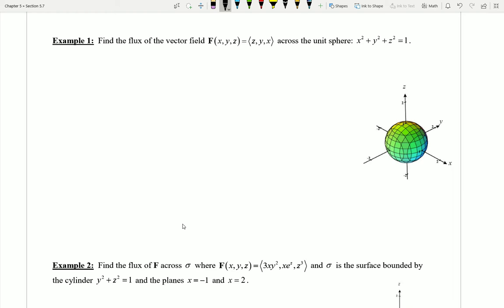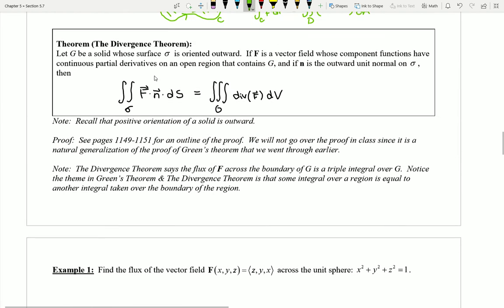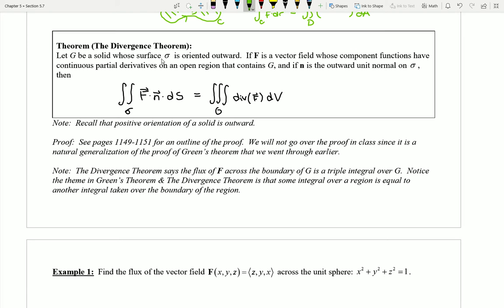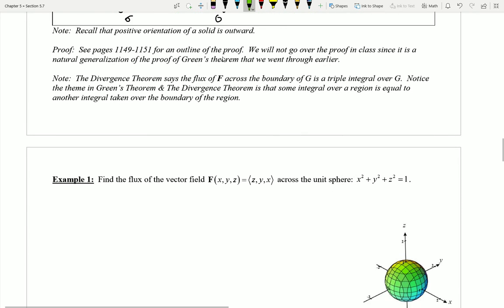If I take a look at what we have here, I can see that if I wanted my sphere to meet the conditions of the surface that we need to work with up here, I want to have G be a solid whose surface sigma is oriented outward. So to orient my surface outward, I need to imagine normal vectors that come out of it in this direction, right? Moving outward, as opposed to in towards the center of the sphere. So I'll say here that we can definitely assume the sphere has positive orientation. Remember, on a closed surface, a positive orientation means pointing outward from that surface.